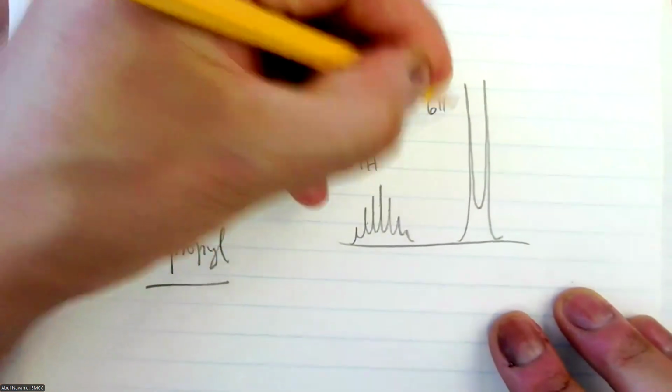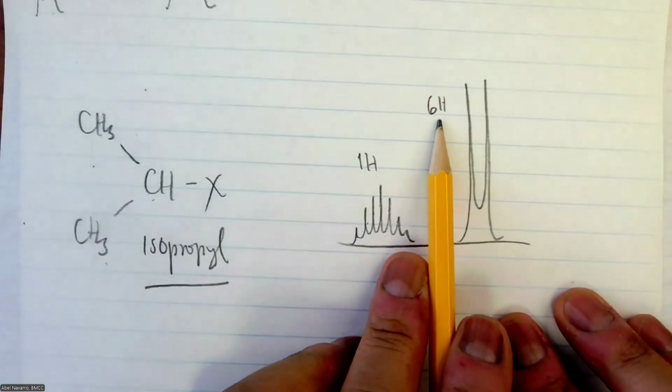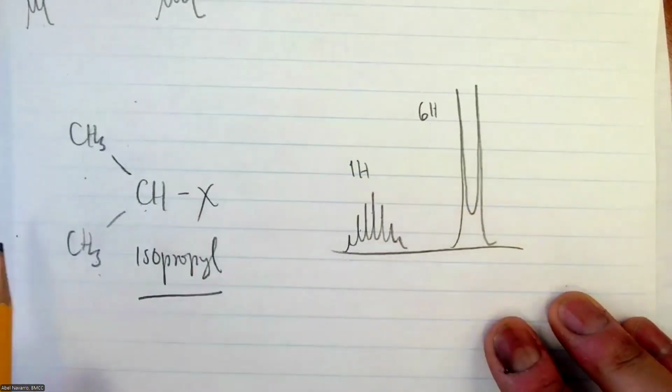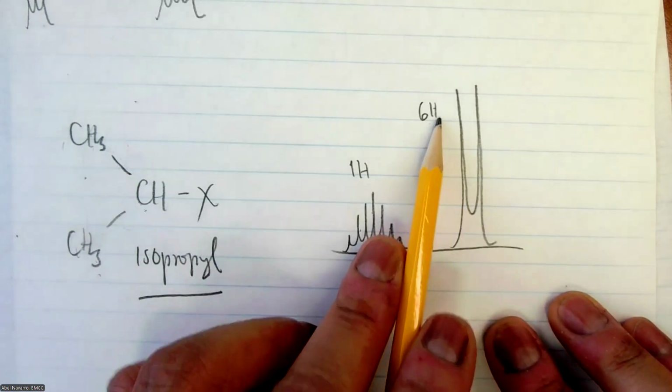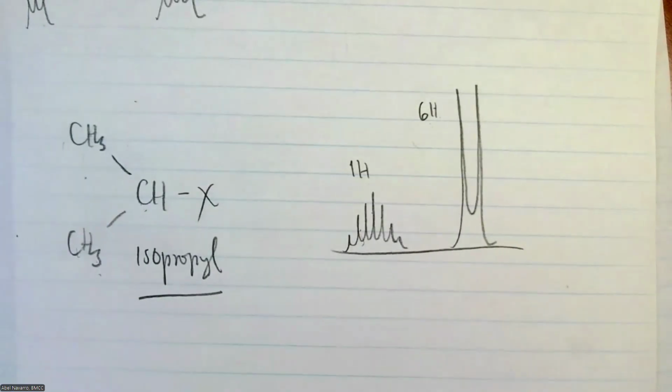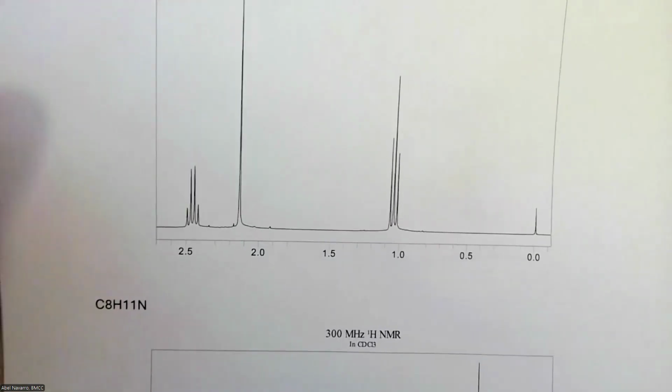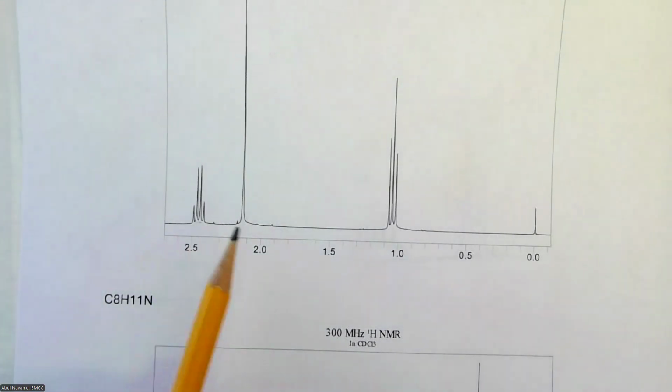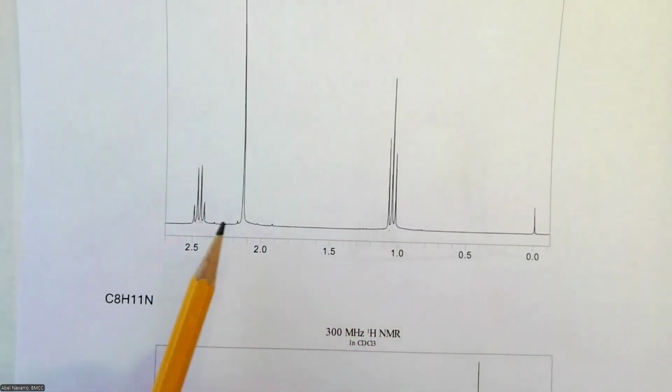A really tall doublet, 6 H's. Why is it so tall? Because it's proportional to 6 hydrogens, 6 versus 1, so that's why it's so tall. I'll show you an example for isopropyl right now. Isopropyl, where are you? Of course, when I need isopropyl, now I don't see isopropyls. They will show up, don't worry. Oh, this is an ethyl, for example. A quartet followed by a triplet. That's an ethyl.